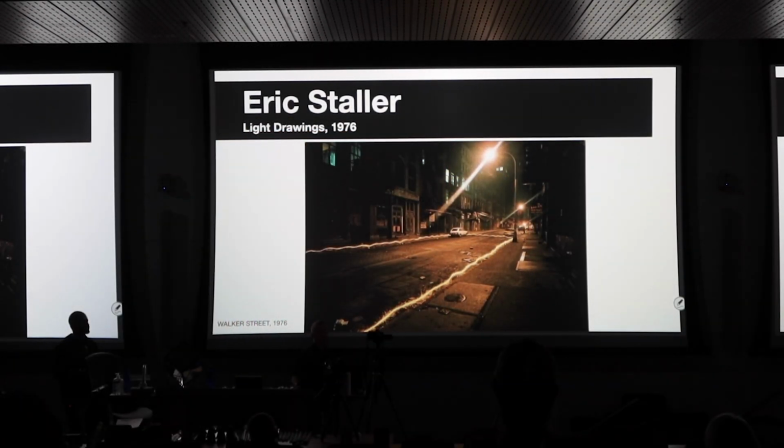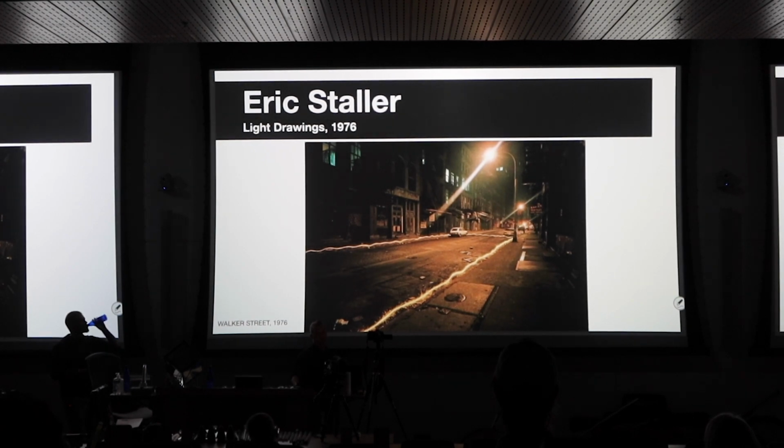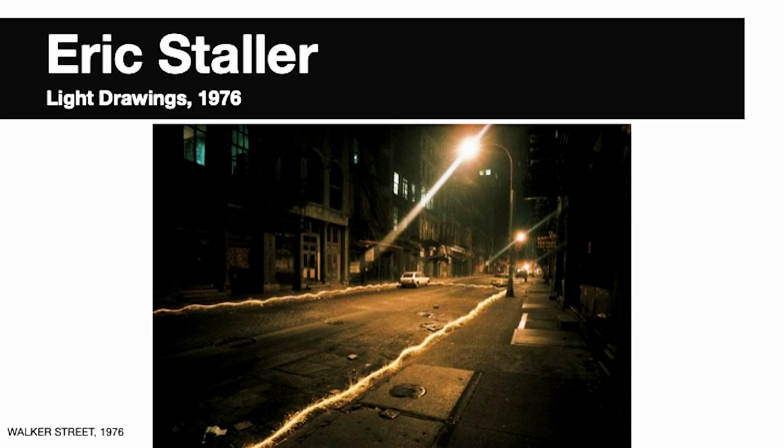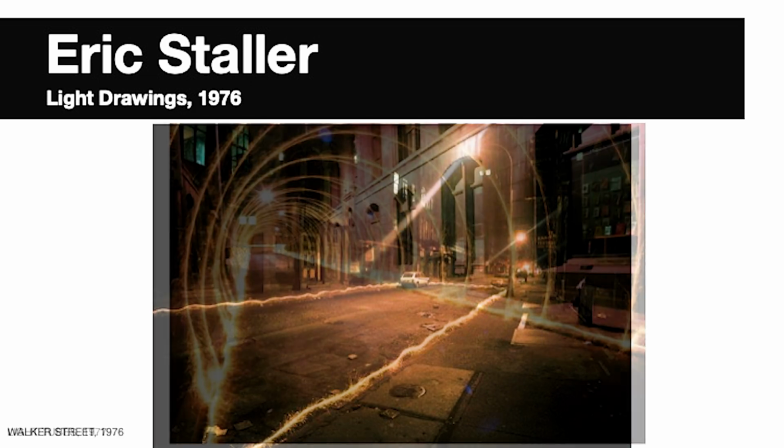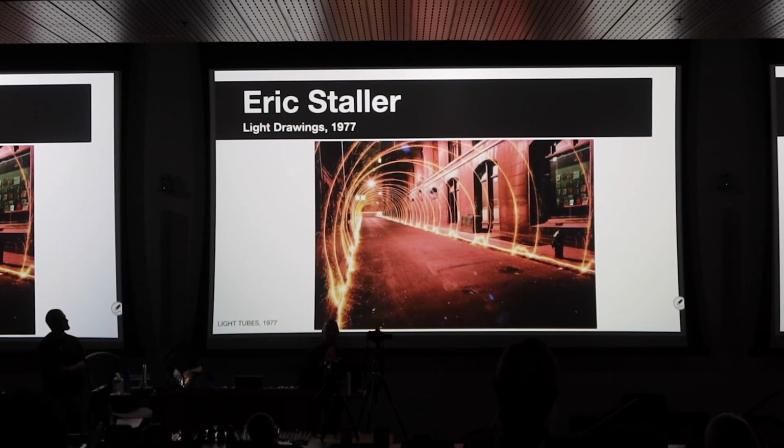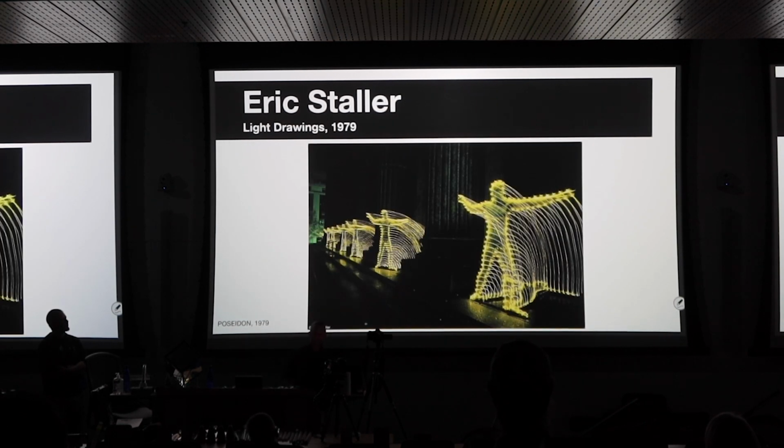Next up in 1976, we have Eric Stoller doing a series of what he called light drawings. This is his first one called Walker Street. He simply took a sparkler, attached it to a stick, and walked down the street during a long exposure photograph. This is the first one he created, and then he went on to do things like this, which is Light Tunnel. Anybody guess how this is done? No. The sparkler on a stick, and he's walking down the middle of the street, going back and forth like that during one long exposure.